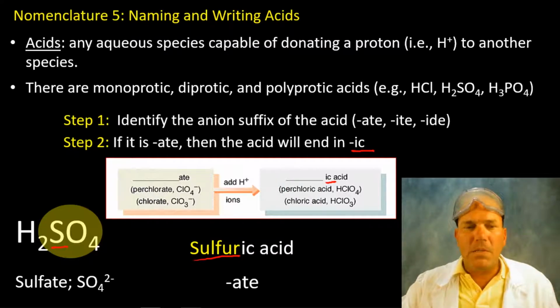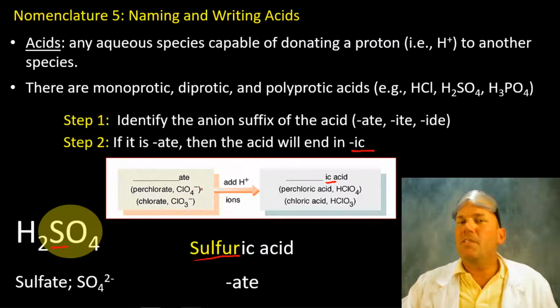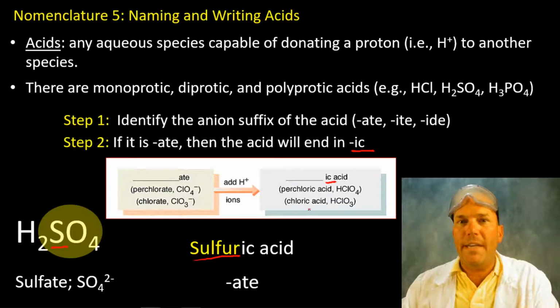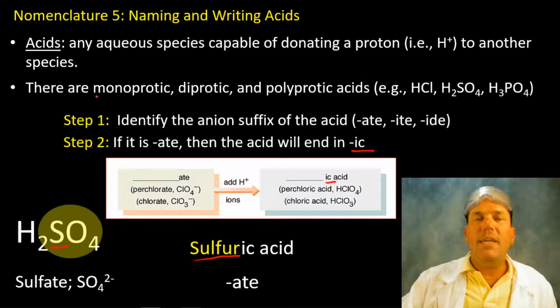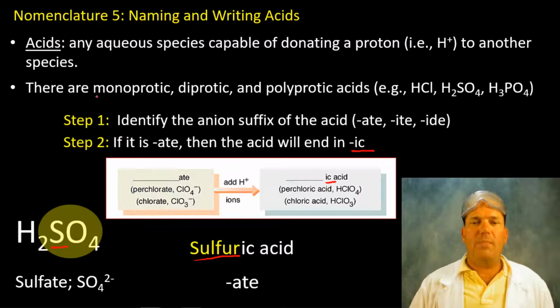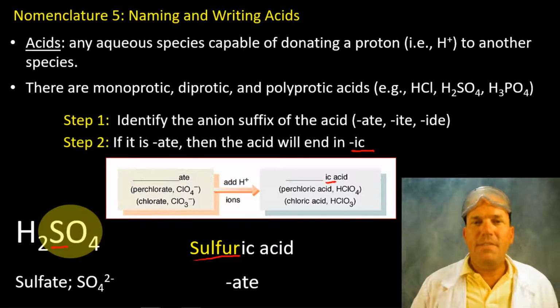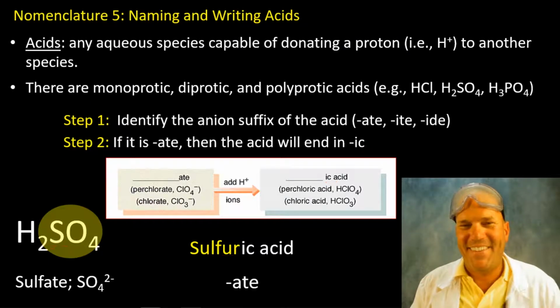Here are two more examples with that same suffix ending. And we have perchlorate being the ion. Well, the acid is perchloric acid. Perchloric acid. Here we have chlorate. Well, this is chloric acid. The key, follow these steps. And if it ends in ate, ate is ic.